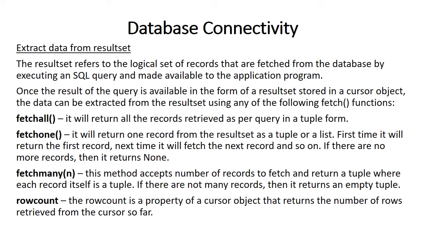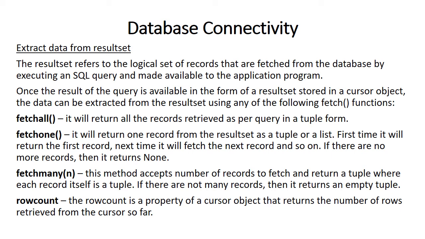fetchall. It will return all the records retrieved as per query in a tuple form. fetchone. It will return one record from the result set as a tuple or a list. First time it will return the first record. Next time it will fetch the next record, and so on. If there are no more records, then it returns None.